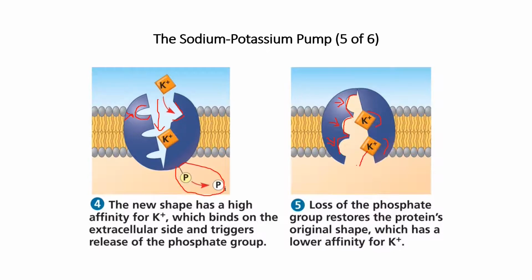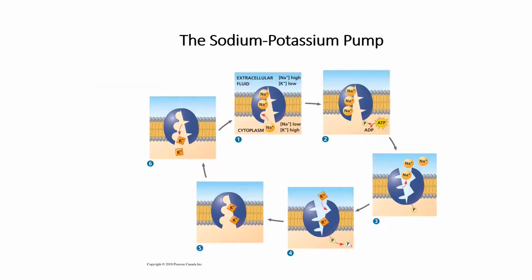So this potassium is going to be released, and again by diffusion is going to move away from this protein, while the sodium is going to go back inside. And this can happen over and over again. So let's quickly recap what we just talked about.